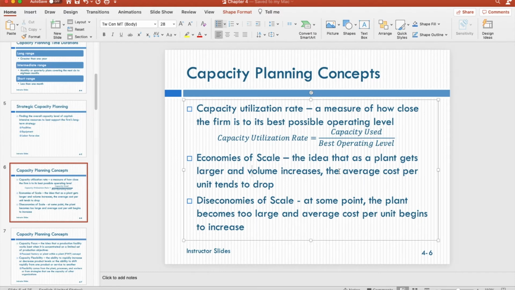Okay, that's actually quite intuitive, but it doesn't mean that when your plant or your firm becomes larger and larger, or when your volume increases, the cost will always drop. That's not quite true. Because imagine, at the first time we can say that when the firm size becomes larger, then the average cost per unit will tend to drop.